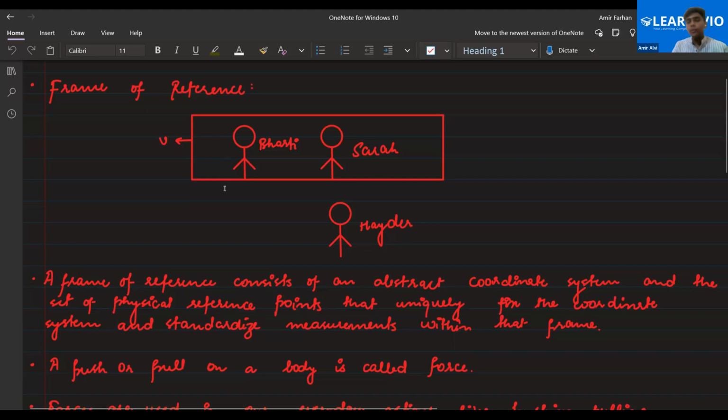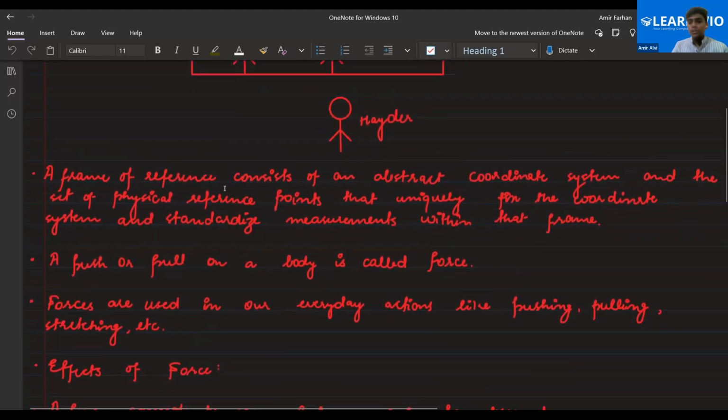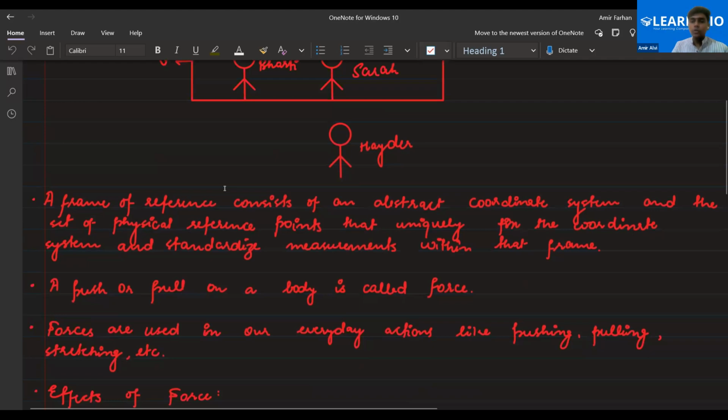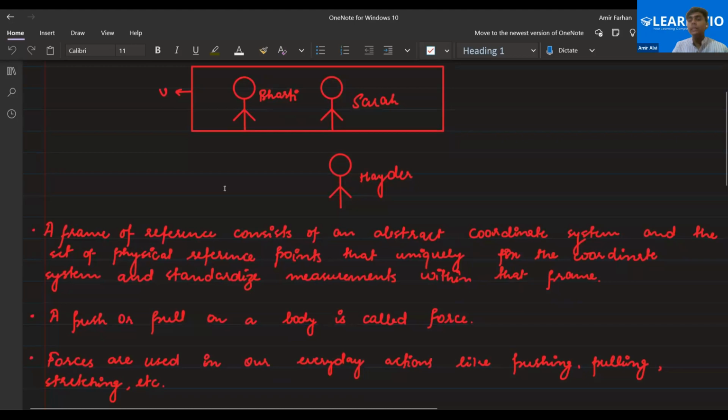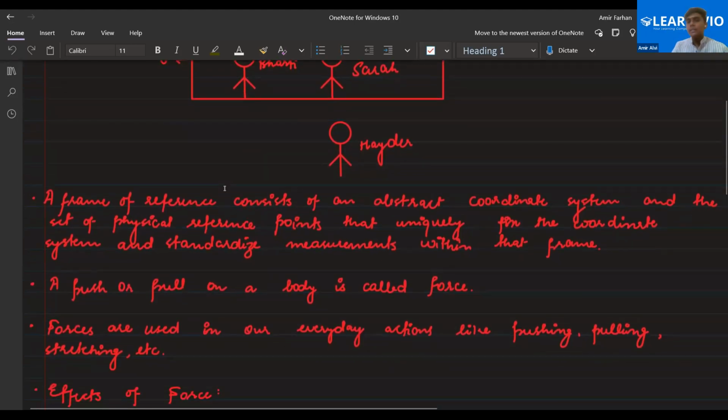So that's what frame of reference is. Frame of reference consists of an abstract coordinate system and the set of physical reference points that uniquely fix the coordinate system and standardize the measurement. So it is required to calculate things. It's not part of your syllabus, I have just written it so that you can understand how the calculations differ when you change the frame of reference. Is this clear to all of you?